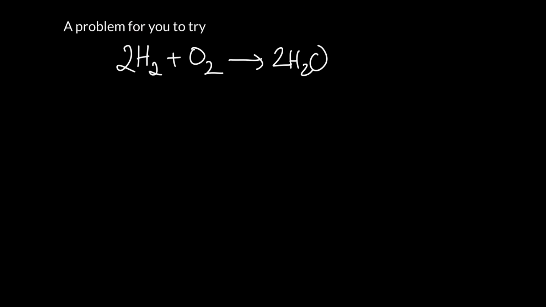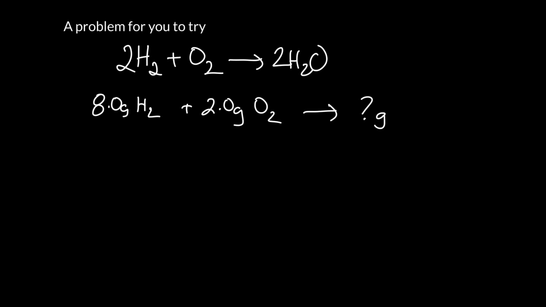All right, so if you're happy, you can skip this part, but if not, here's a problem for you to try. So let's take the reaction between hydrogen and oxygen, and maybe we have 8 grams of hydrogen reacting with, say, I don't know, 2 grams of oxygen. And the question is, how many grams of water can you make? And what's the limiting reactant and what's the excess reactant? So go ahead and pause the video and give this a whirl, and then unpause it when you're ready for me to go through the answer, okay?